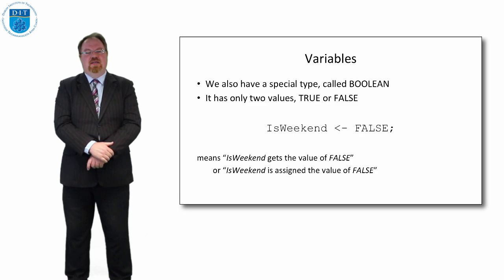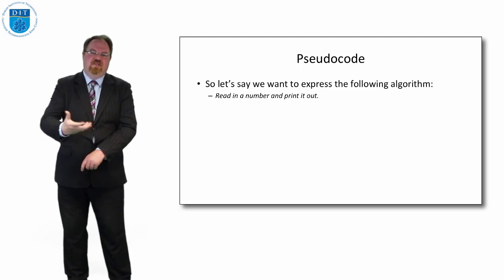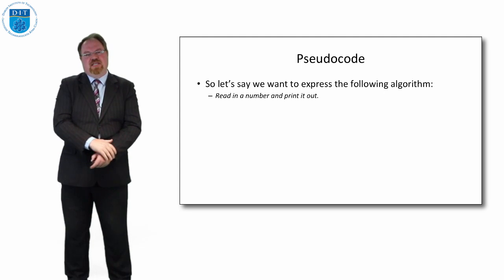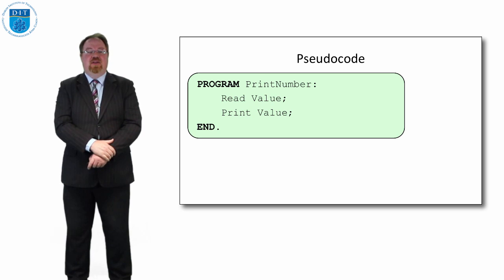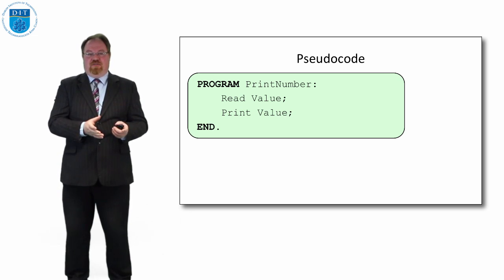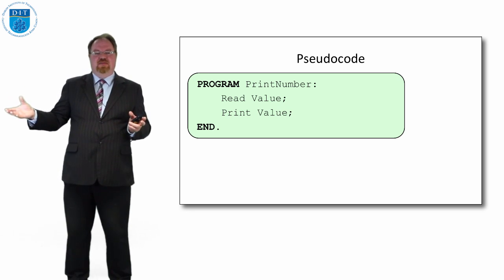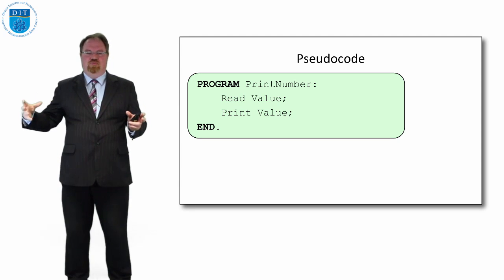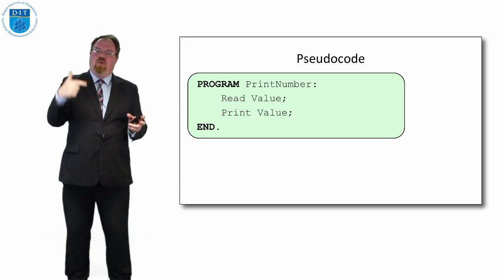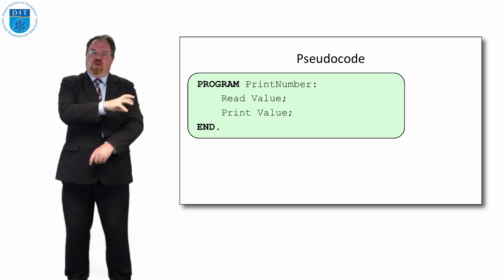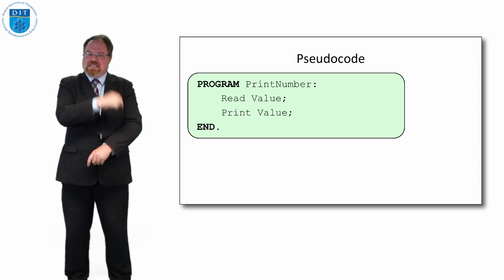So that's variables. And if we want to revisit the programs we looked at before to read in a number and print it out, we can restate that now that we know what variables are like, and say, to print out a number, we read in a value into a variable called value. So whatever the person types in, we stick it into a bucket called value, and then we use the command print to print out whatever is in the bucket.